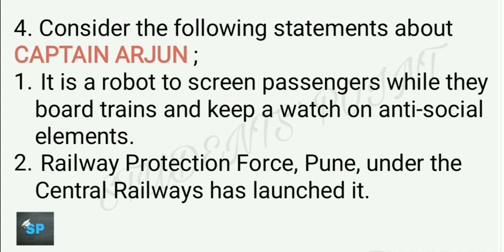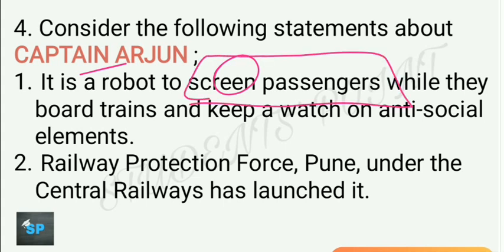Let's begin the next question now. Consider the following statements about Captain Arjun. It is a robot to screen passengers while the boat trains and keep a watch on antisocial elements. This statement is correct. Captain Arjun is a robot. It will screen passengers' temperature or body's temperature. It will also keep a watch on antisocial elements.